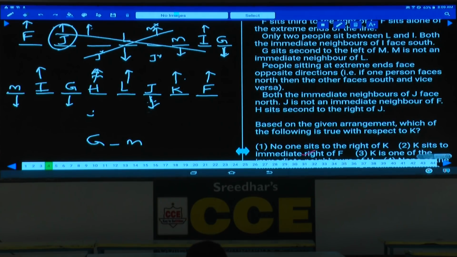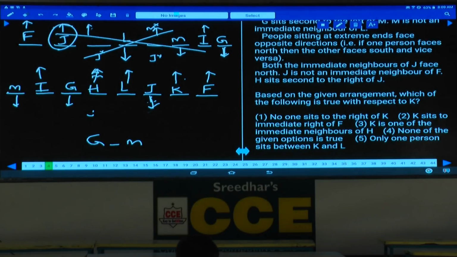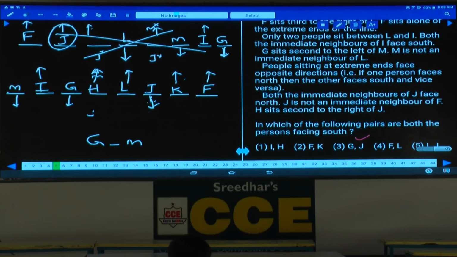Then question number 4. Based on the given arrangement, which of the following is true with respect to K? No one sits to the right of K is false because there is one person seated to the right of K. K sits to the immediate right of F is also false, K is to the immediate left of F. And third one, K is one of the immediate neighbors of H, that is also false. And choice 5, only one person between K and L, that is definitely true. Then what is the answer here? Question number 4, it is choice 5.